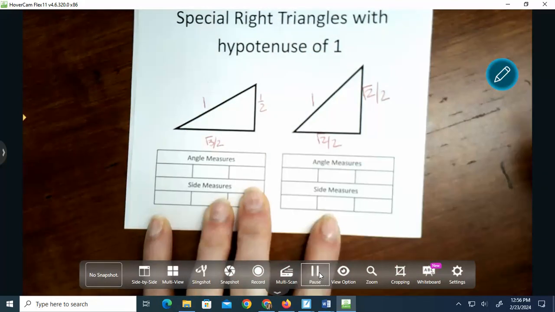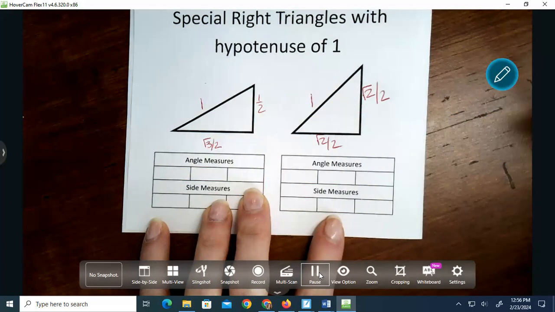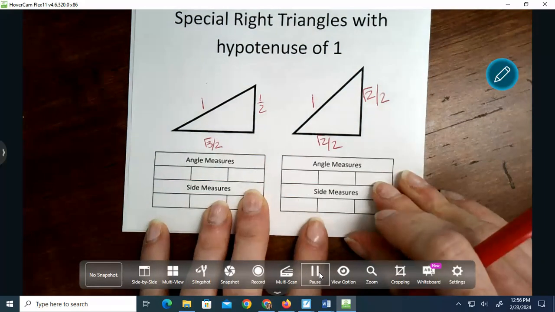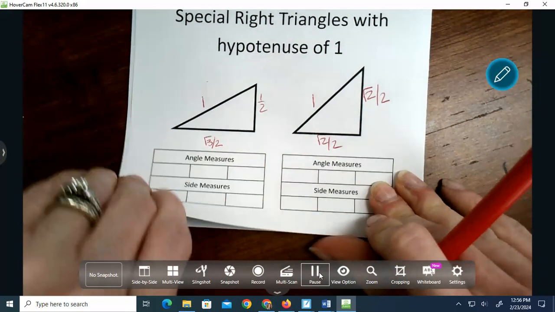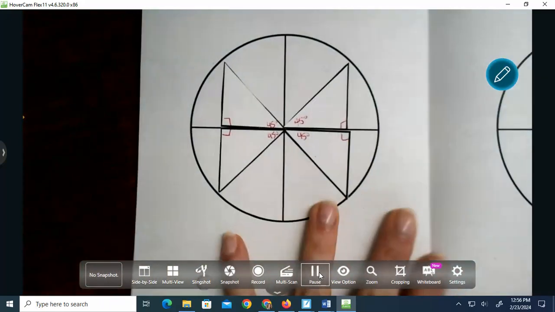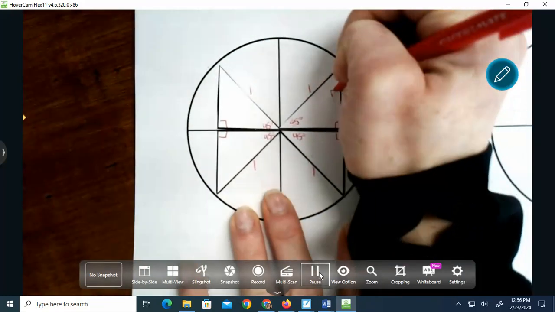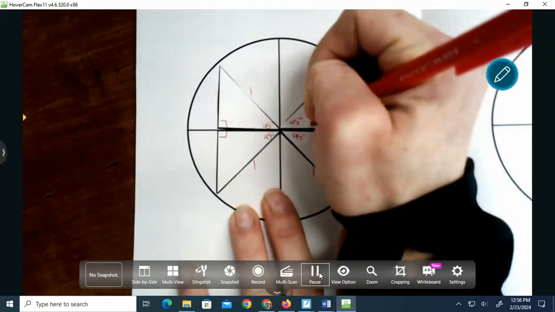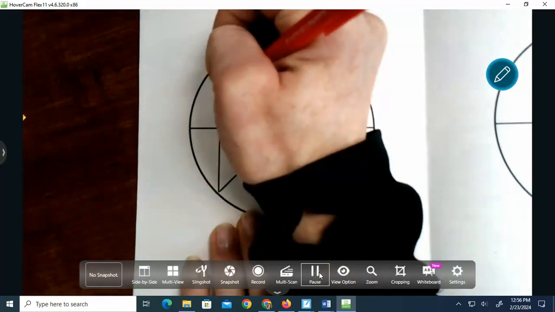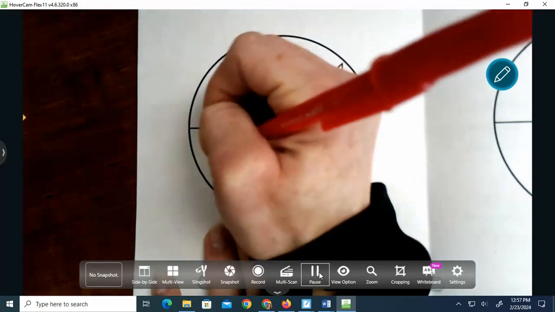So I took the special triangle we had, and we divided it so the hypotenuse was 1. So now if we look at it, this is 1. These would both be radical 2 over 2. But if you're going to the left, that is negative. Up is positive. Down is negative.